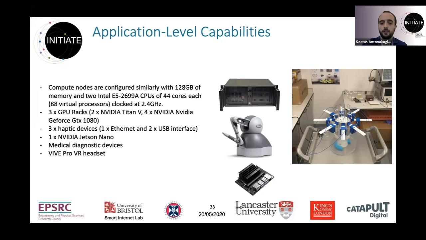We also have three haptic devices, like the one in the picture on the left, in the middle. As I said, we are experimenting with telehaptic systems. We also have an NVIDIA Jetson Nano for some experimentation with distributed computation. Our other research teams, which we collaborate with, have available medical diagnostic devices, such as the one on the right, which is basically a helmet that can detect brain strokes. We also have equipment for VR applications, such as the Vive Pro VR headset. Thank you. This is it.